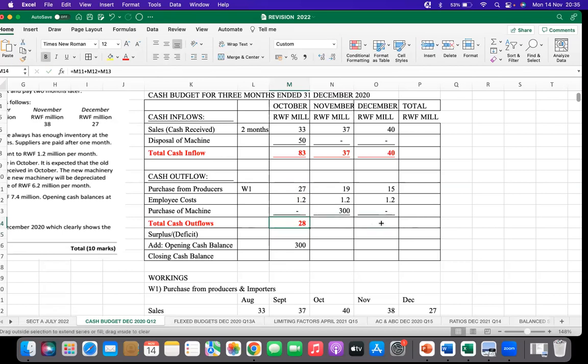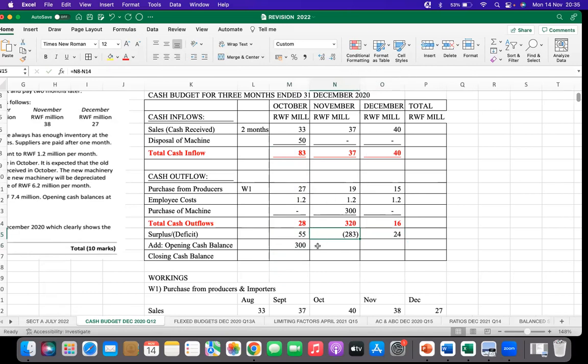28, like that. So what is the surplus or deficit? Look at this. The difference between cash inflow and cash outflow gives you 55. I'll do the same until the end there. In November, we have a deficit.